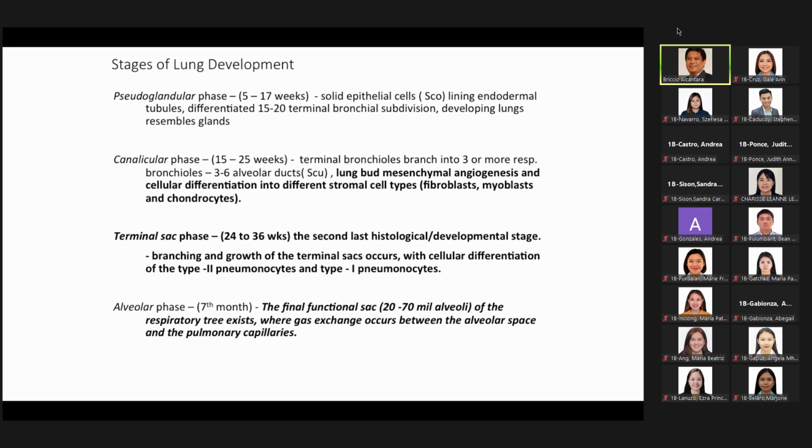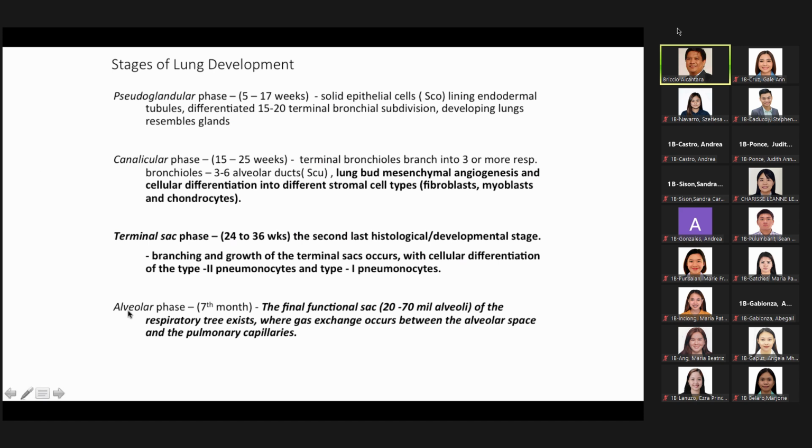Now the terminal sac phase, 24 to 36 weeks, which is the second to the last histological phase. You have branching and growth of the terminal sac. You now have cellular differentiation of the type 2 pneumocytes and the type 1 pneumocytes. So the type 2 pneumocytes are your surfactant pneumocytes. The type 1 are your squamous or alveolar pneumocytes.